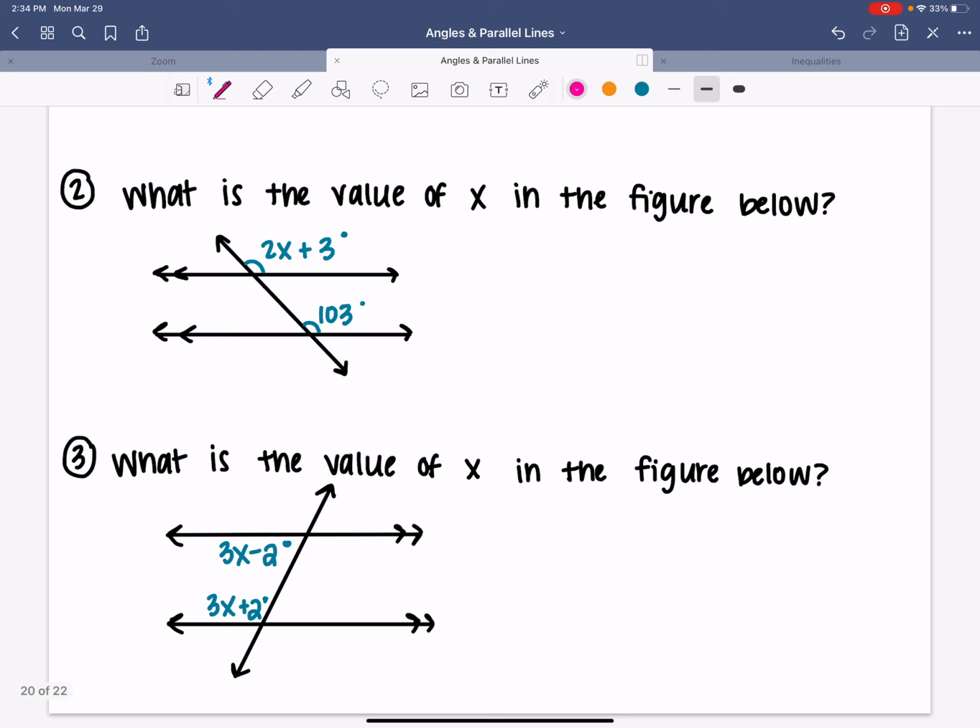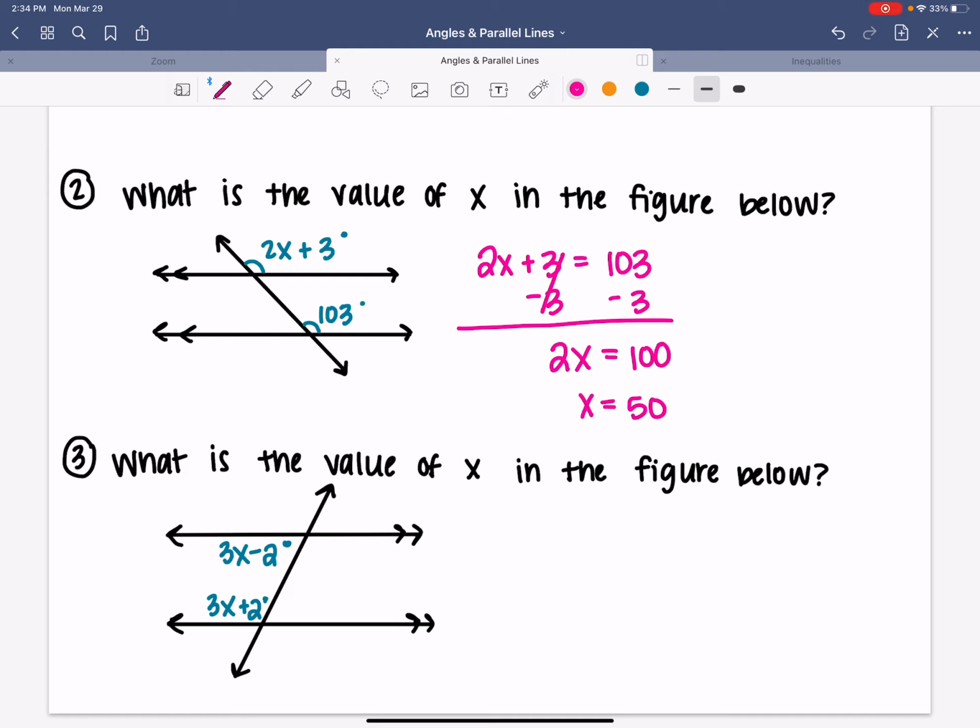What is the value of x in the figure below? So the top angle and the 103, they are in the same location of those intersections, so they are corresponding. So if they're corresponding, they're congruent. That would mean that 2x plus 3 is equal to 103. So then just solve for x. So subtract 3 on both sides, and you would get 2x equals 100. So x equals 50.